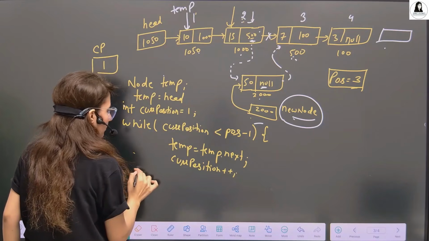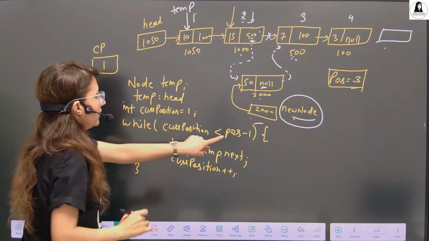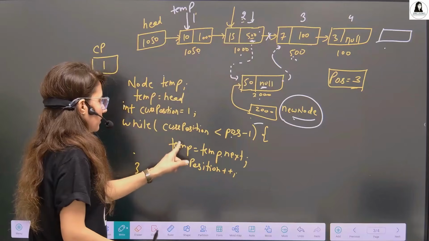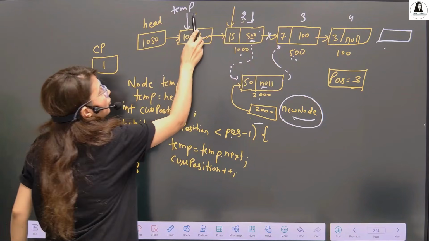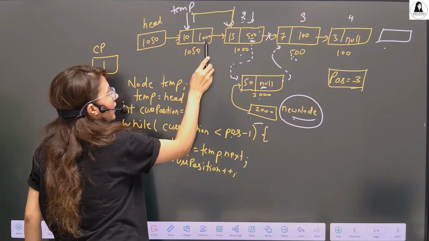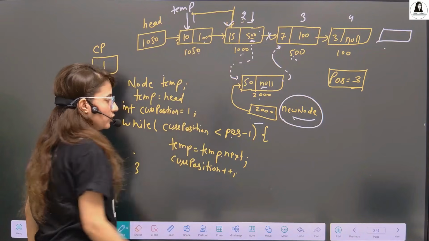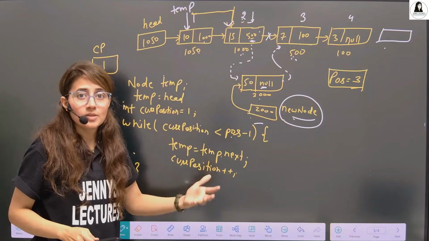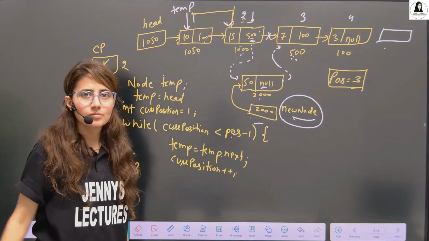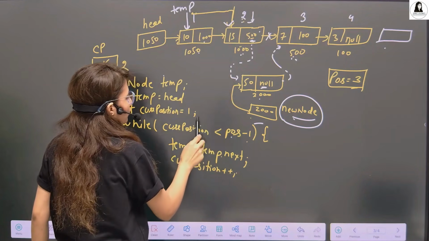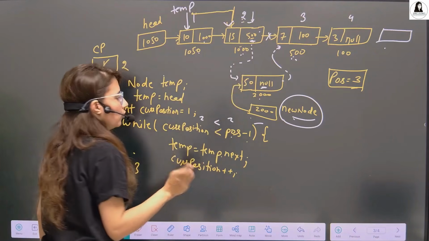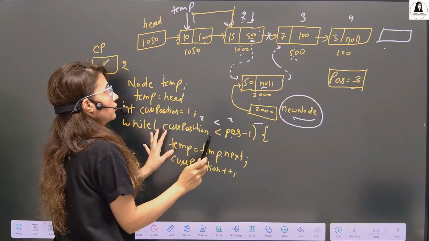Because obviously, now current position is 1. It's less than position minus 1, 3 minus 1, 2. Yes. Temp is equal to temp.next. Now temp would be pointing to this. Temp.next is 10,000, so in temp we are having 1,000. So now it will point to this, and current position now plus plus. Current position becomes 2. Now we are at 2. Current position is 2, less than position minus 1, 3 minus 1, 2? Is it true? No. Now we will not move.